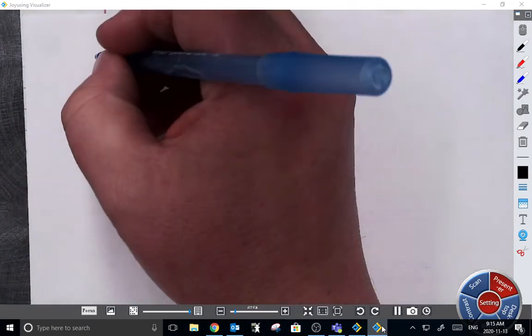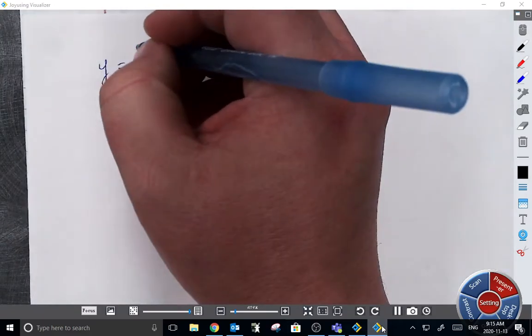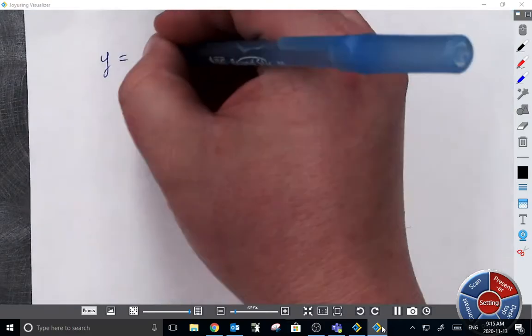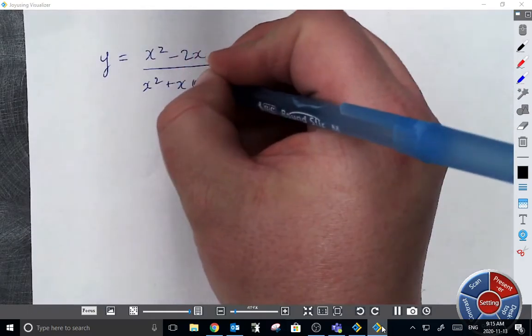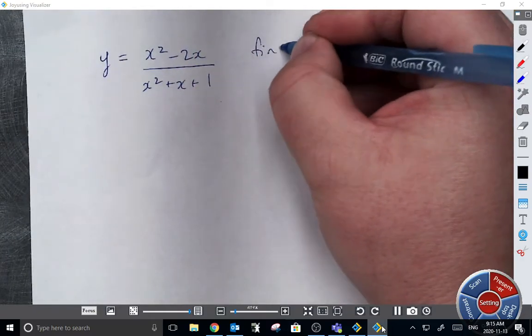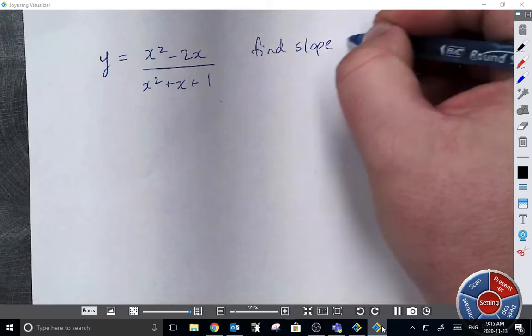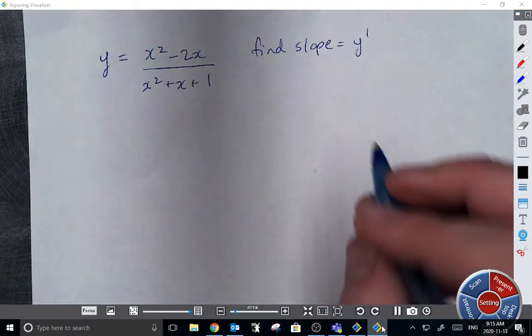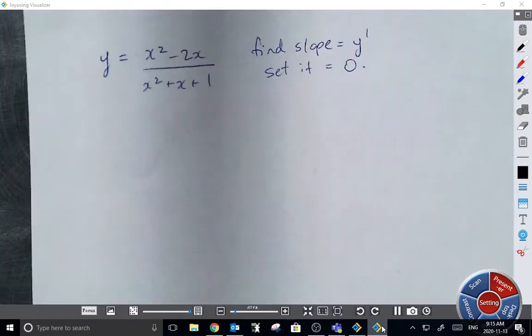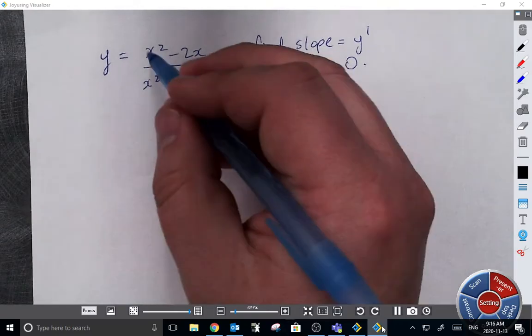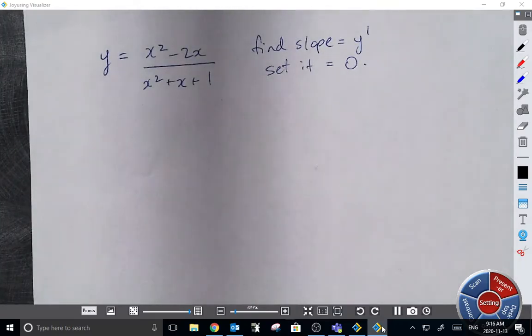I'm going to take the function y equals, okay, what's my original function again here? Hold on. x squared minus 2x all over x squared plus x plus 1. And I'm going to find the slope, which of course is y primed, the derivative, and set it equal to 0. So that's my goal. Now, to actually find the derivative of this, I'm going to have to use my quotient law.